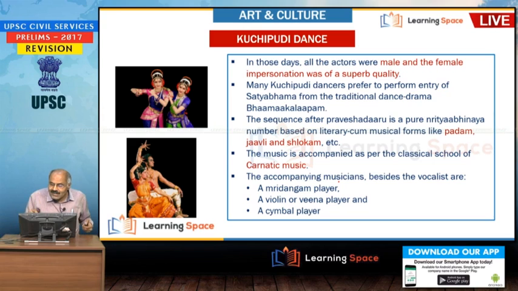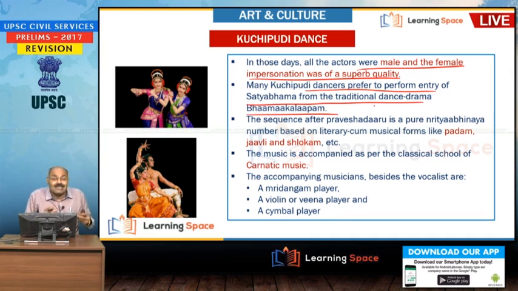In those days, all the actors were male and the female impersonation was of superb quality, and now many Kuchipudi dancers prefer to perform the entry of Satyabhama from the traditional dance drama Bhama Kalapam. The music is accompanied as per the classical school of Carnatic music, right.